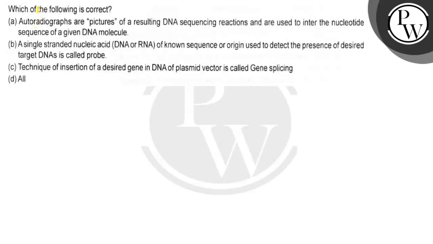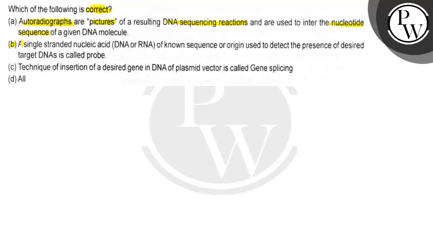The question is saying which of the following is correct. Okay, so in this question we have three statements given. We have to say which is the correct statement. Statement one says that autoradiographs are the pictures of resulting DNA sequencing reactions and they are used to enter the nucleotide sequence of a given DNA molecule. So this statement is based on autoradiographs.